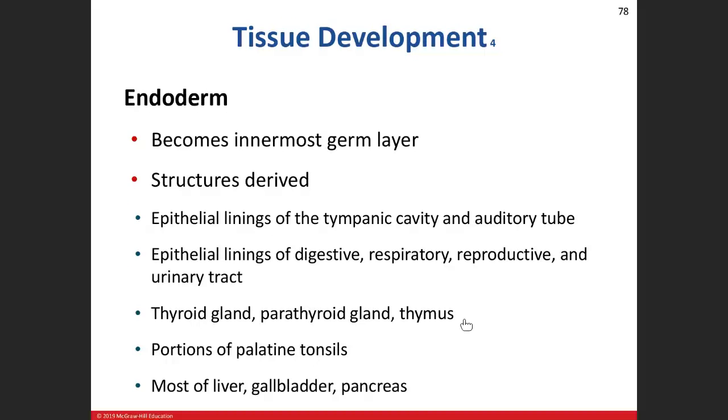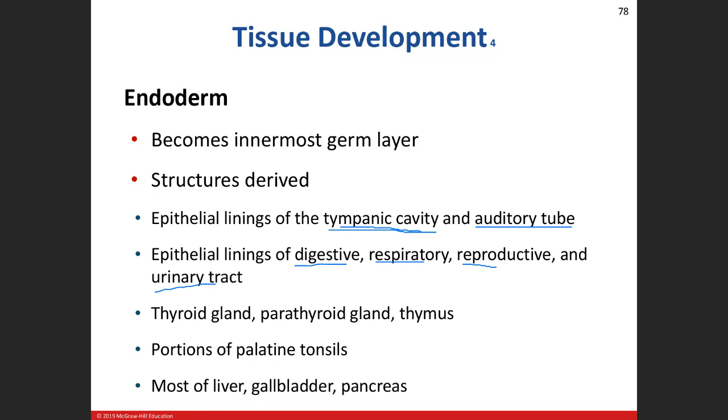And then finally, the last layer here is the endoderm. A couple things that you want to see. I could say all the rest of the stuff that's in your body, but I'm just going to run through a few things here. Our eardrum, the cavity that the eardrum sits in, the lining of that epithelial tissue, and the tube that leads down from the external or pinna portion of your ear down to your eardrum, all that is lined by, comes from, the endoderm. And then all the linings to the digestive system, the respiratory system, reproductive and urinary tract all come from the endoderm.